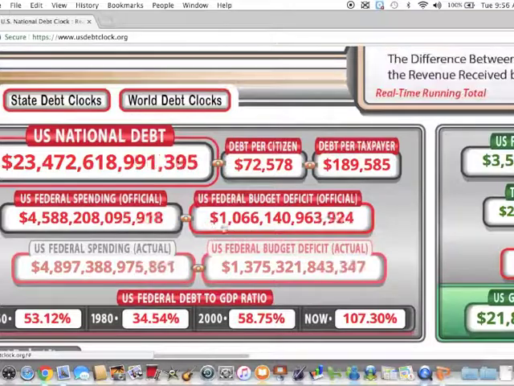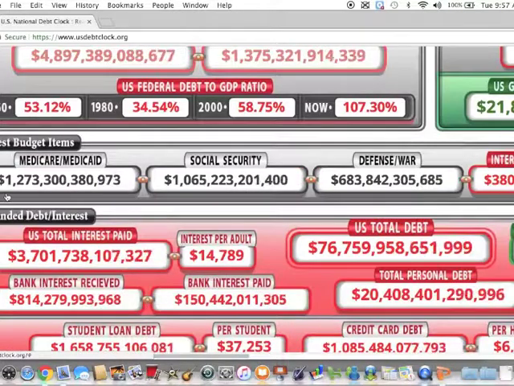This little box here represents the deficit for the previous year or the year coming up, which is over $1 trillion. And if you scroll down a bit, you can see the actual areas of spending on Medicare, Social Security, and defense. And remember, Medicare and Social Security are mandatory spending, whereas defense is not.